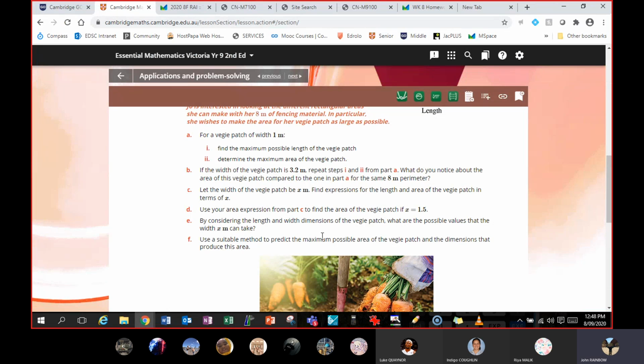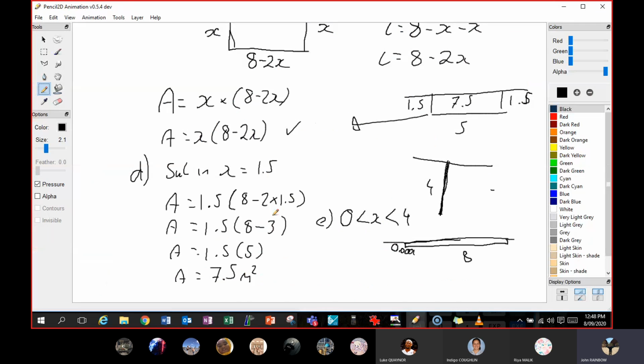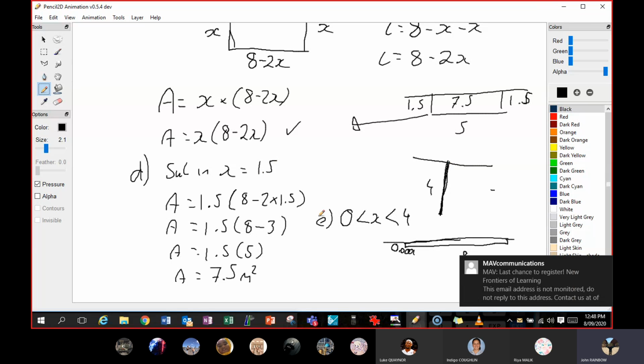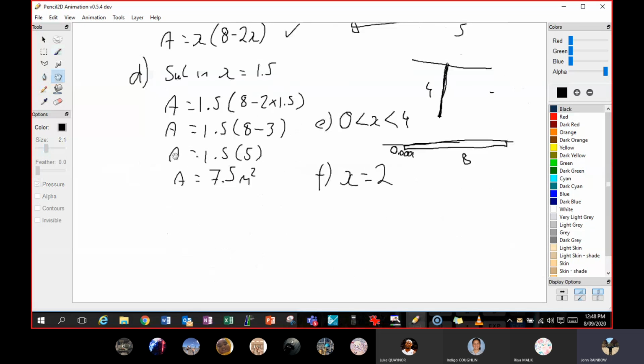Use suitable methods to predict the maximum possible area of the veggie patch and the dimensions that produce this area. So what we need to do now is decide what number to use. If it's between 0 and 4, what would be a sensible thing to use? 0 would give you nothing. 4 would give you nothing. So I would use x equals 2, because it's halfway between. So let's try that and see if this works.